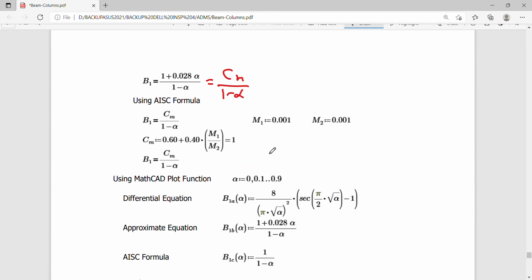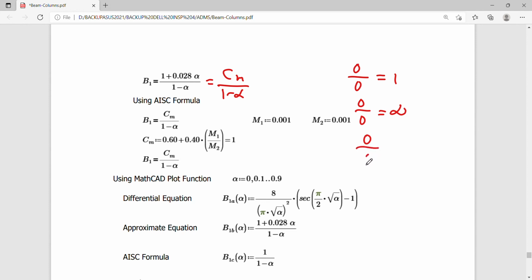Using the AISC formula, it's simpler. So this is Cm over 1 minus alpha. There are no end moments, so 0 over 0 will be equal to 1. Some use 0 over 0 as undefined, some interpret it as indeterminate. What's the difference between the two? Here I will explain to you why it can be considered 1 later. So this is 1.